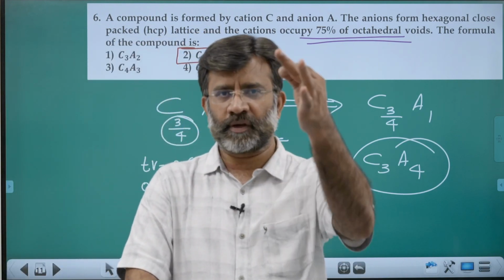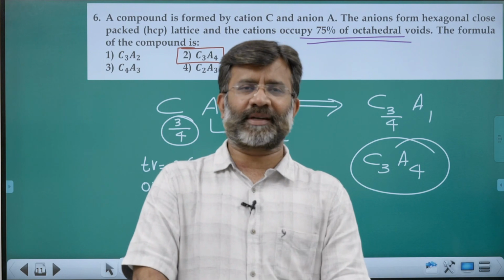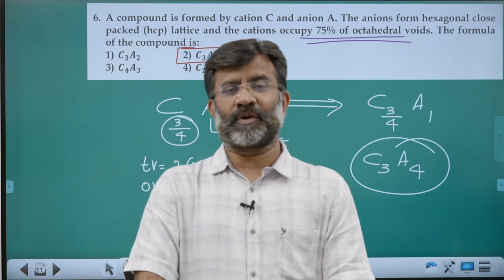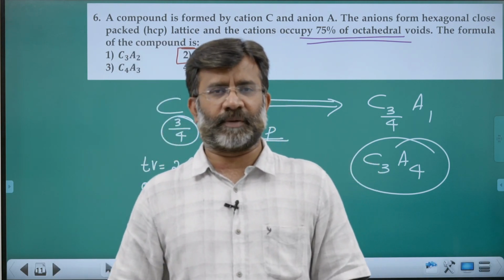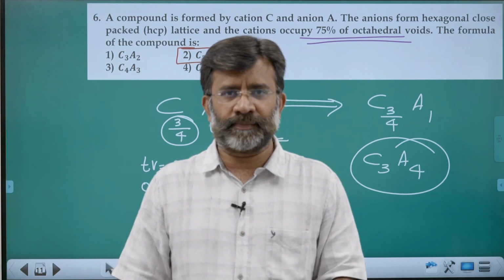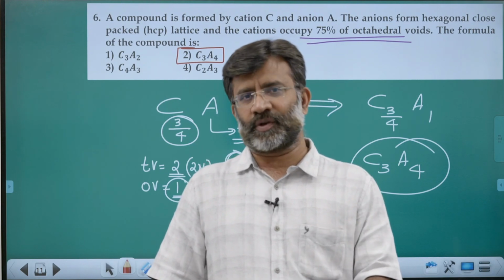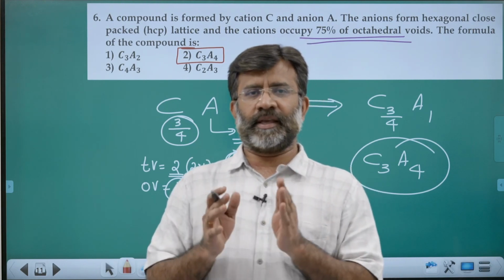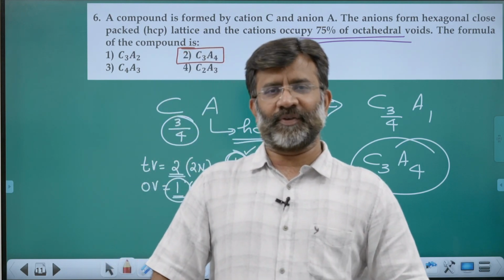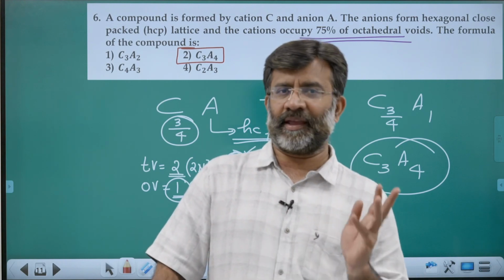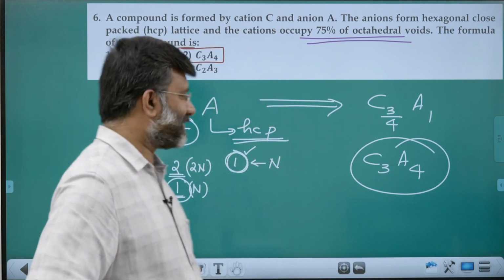So anion forms close packed arrangement. Take anion 1. Then how many octahedral voids? The number of octahedral voids will be the same as the number of particles which form the close packed system. So if there are n particles, there will be n octahedral voids. Now out of that, 3/4 is occupied by cation. So A is 1, C is 1 into 3 by 4, that is 3 by 4. So what is the formula? C 3 by 4, A 1, that is C3A4. Okay? Next.